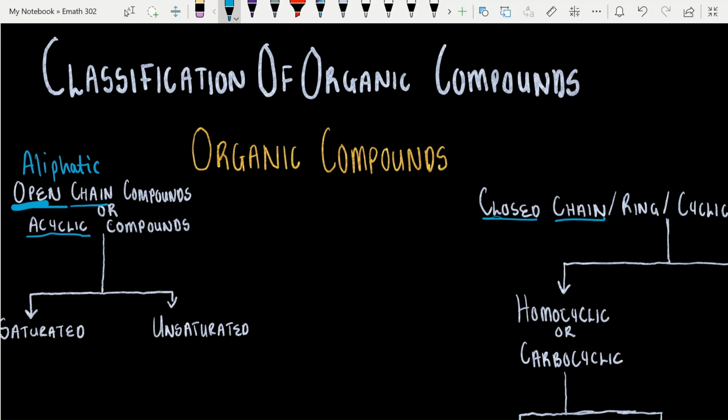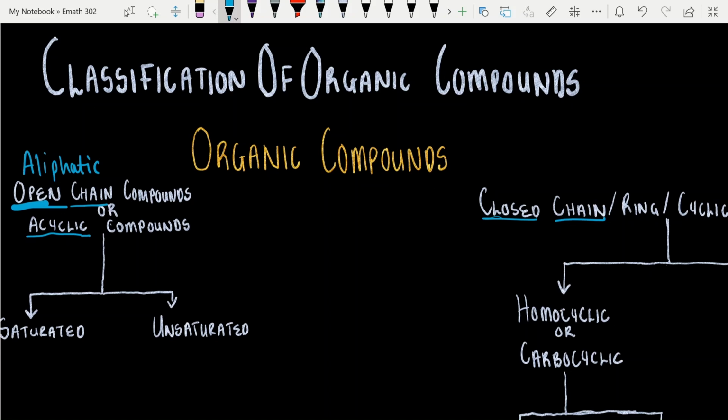You have aliphatic or open chain or acyclic. Remember the names: aliphatic, open chain, or acyclic. This is the compounds that are open. They don't take you back where you started, in simple terms.